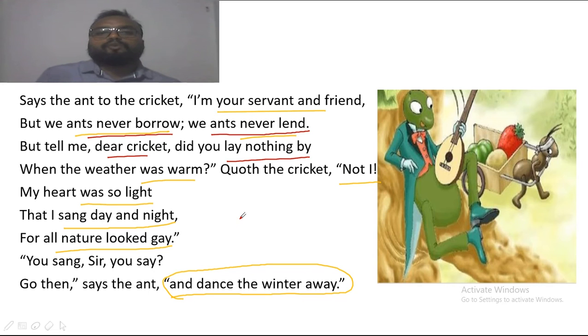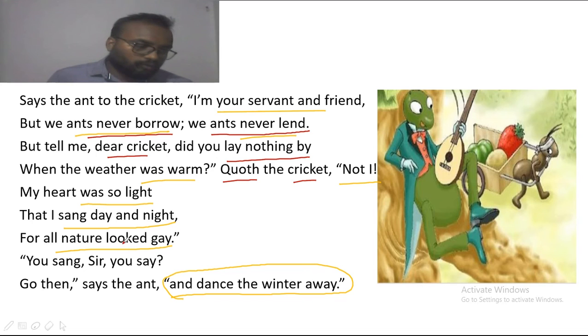Then quoth here refers to said. Who said? The cricket said, Not I. He said that no, I did not save anything. My heart was so light that I sang day and night, for all nature looked gay.